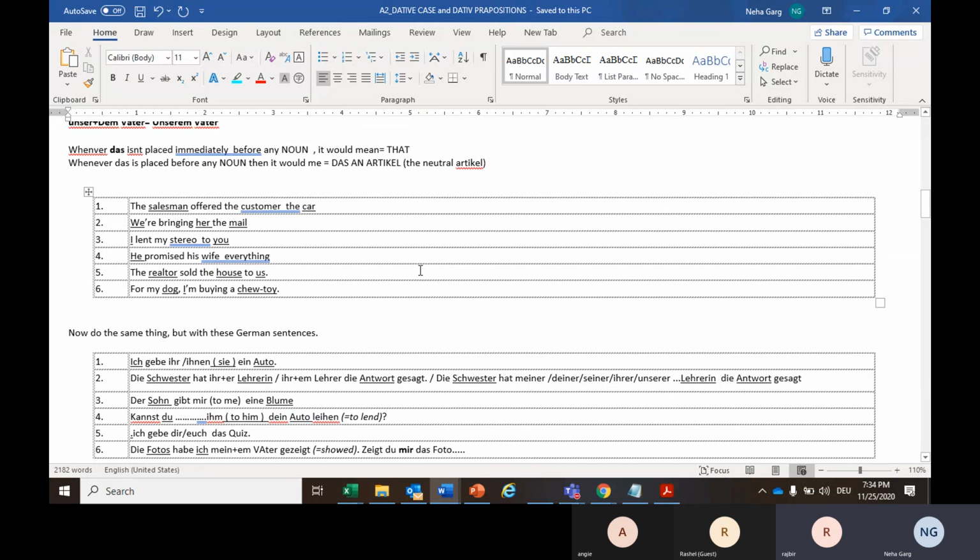So see, here is an English example. Basically, either you can write "I am buying a chew toy for my dog", or you can simply write "for my dog I am buying a chew toy". So here the dative we have placed in the first position, then the nominative and then the accusative. Similarly here also: the realtor sold the house to us. So the realtor is nominative, who sold the house, what he has sold, and then to whom he has sold it, to us.